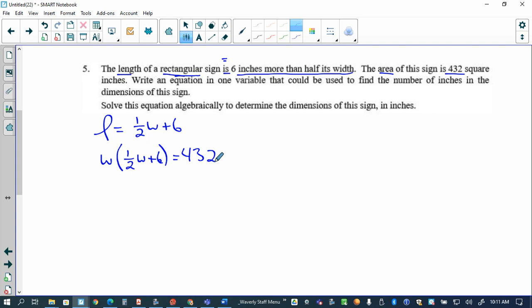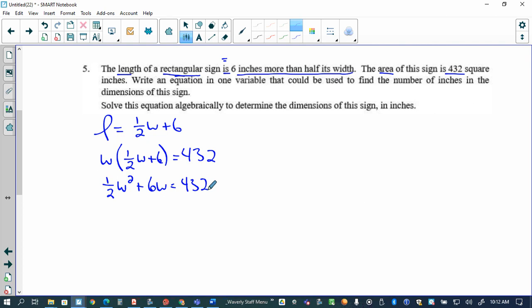Now we distribute. It's just not the same as anything else we do now with quadratics. What do we do, everybody? Distribute. 1/2 W squared plus 6W equals 432. Now, let's see who remembers something here. There's a couple ways we can do this. But one thing I do know, for whatever reason, you don't like fractions.